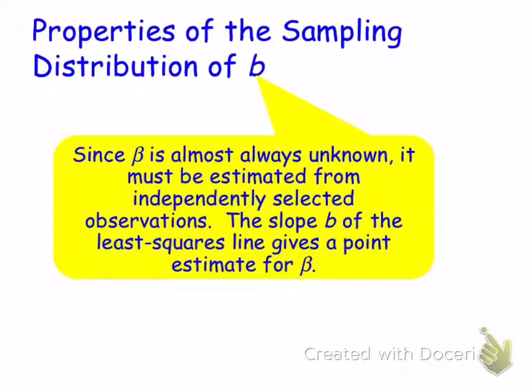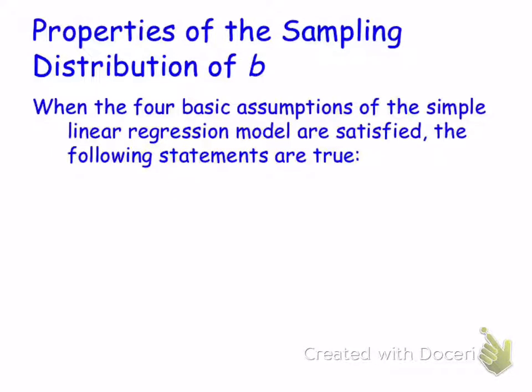Since beta is almost always unknown, we don't ever really know the true regression line. That's what we're trying to predict, and that's why we use inference testing. It must be estimated from independently selected observations. So we use slope B. B is our sample, as opposed to beta being our population, and that's going to give us a point estimate.